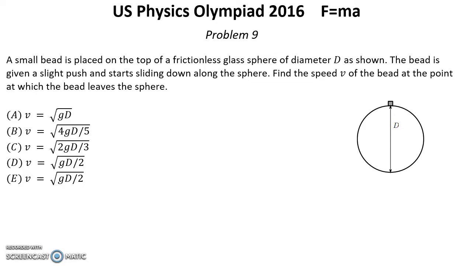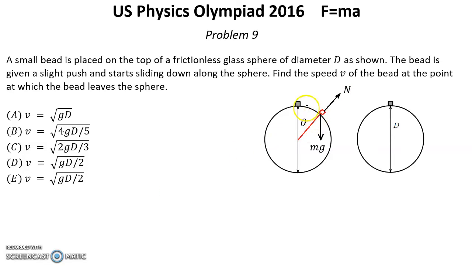Solution for problem 9. First, let's draw the free body diagram. When the bead moves by angle theta, we have two forces acting on it: the normal force and the force of gravity mg. And we can find the force in the n direction acting on this bead.